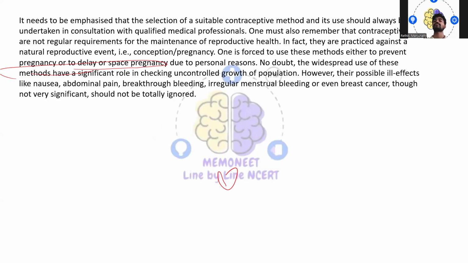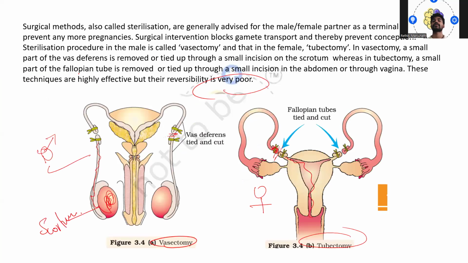However, these possible ill effects, like nausea, abdominal pain, breakthrough bleeding, irregular menstrual bleeding, or even breast cancer, they do not play any significant role, but they should not be avoided when it comes to contraception.